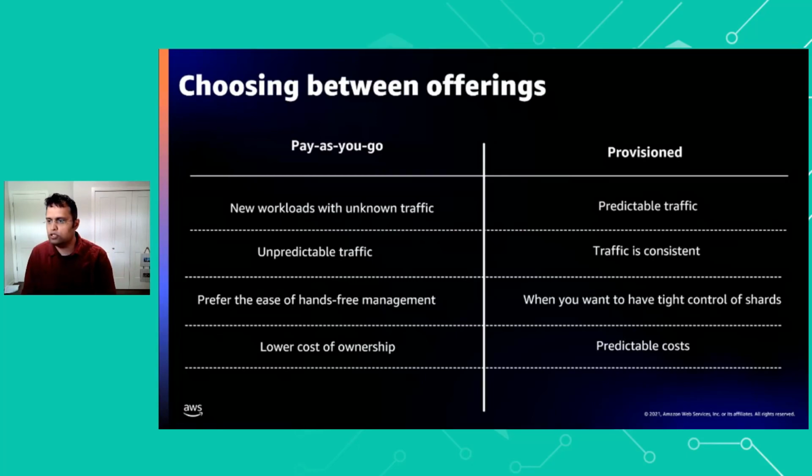Again, if you want tight control of shards in KDS or brokers in MSK, the provisioned offering is extremely attractive. And finally, predictable cost is another key aspect of provisioned. Either you pay for shards or you pay for brokers, and typically you know what the bill is going to be. Some customers like the predictability of that option, and they typically choose provisioned over pay-as-you-go. The key takeaway here is that you now have two options to choose from as you adopt KDS or MSK, and depending on your use case and business needs, you can pick either of those.